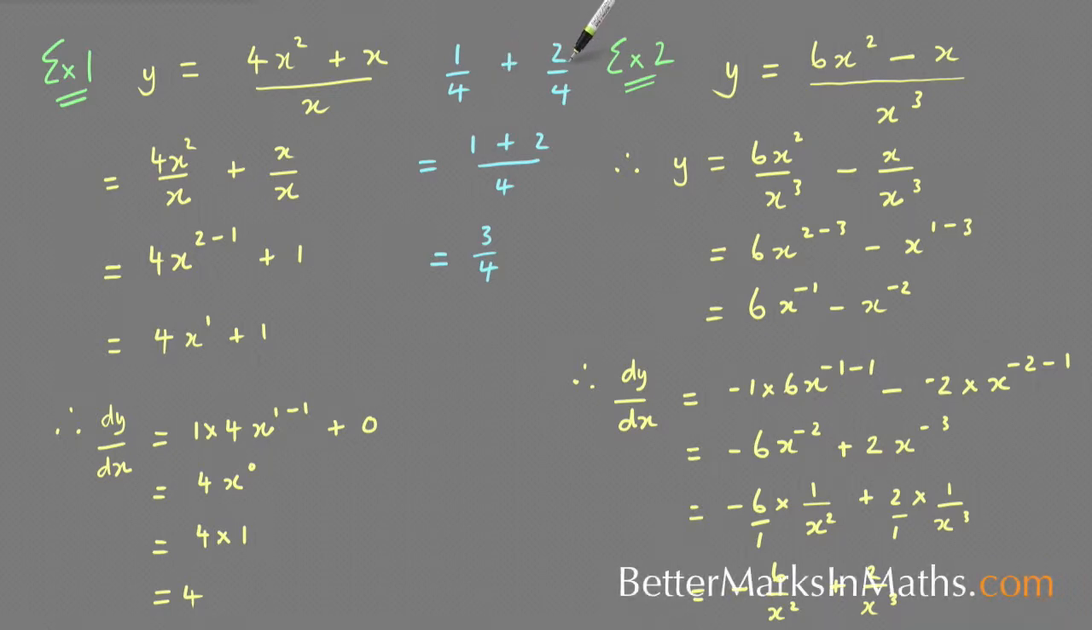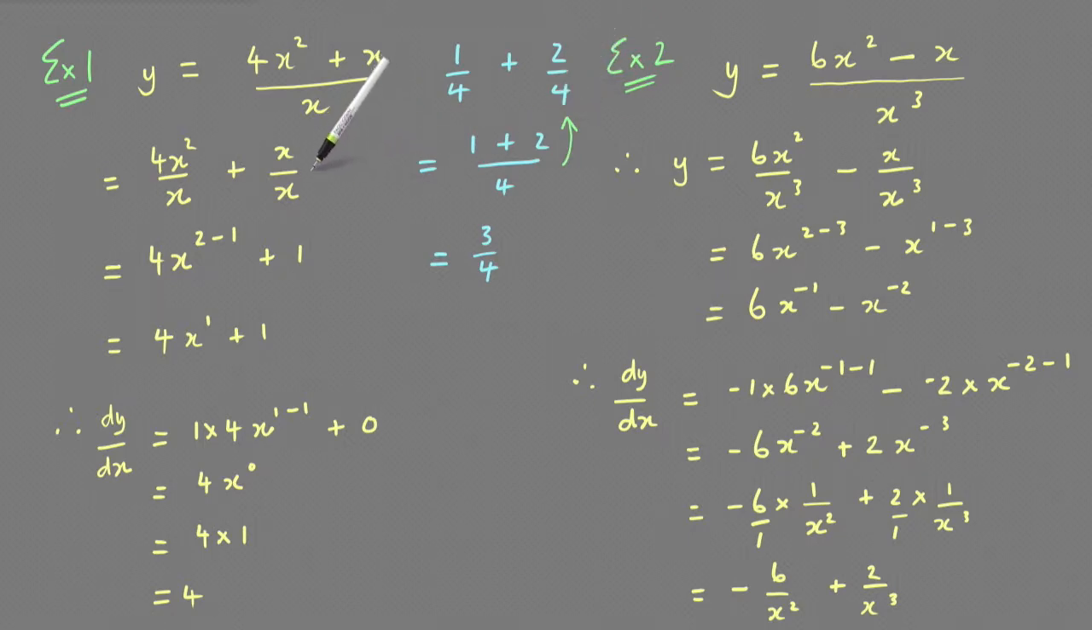Now 1/4 plus 2/4 is equal to 3/4, and the step in between is really the two top numbers added together all over the denominator 4. So in this example you are going from this step back to that step. You're separating this into two separate fractions with the same denominator. And that's what I've done here. And then it's a matter of simplifying both of those terms, getting rid of the fraction.